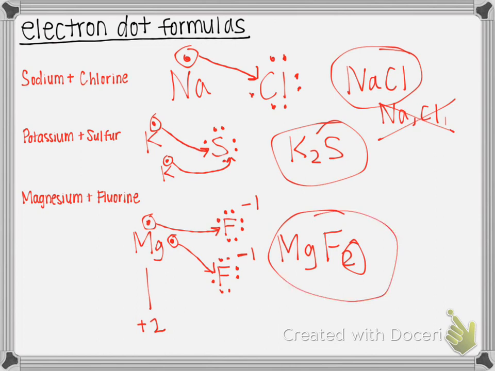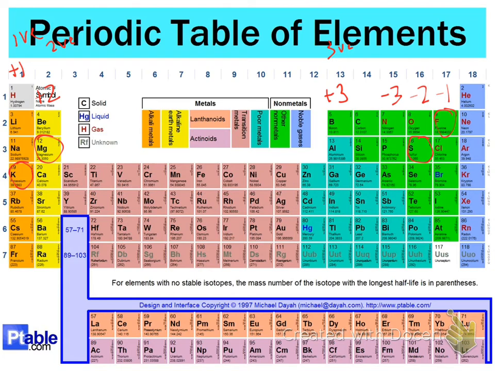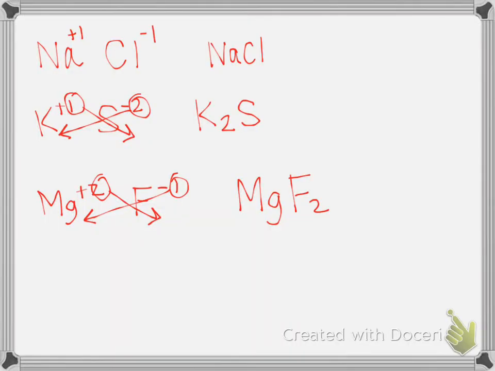But it is much easier, instead of doing the dot diagrams every single time, to just look at that +1, +2, +3, -3, -2, -1, and crisscross your charges and get your formulas.